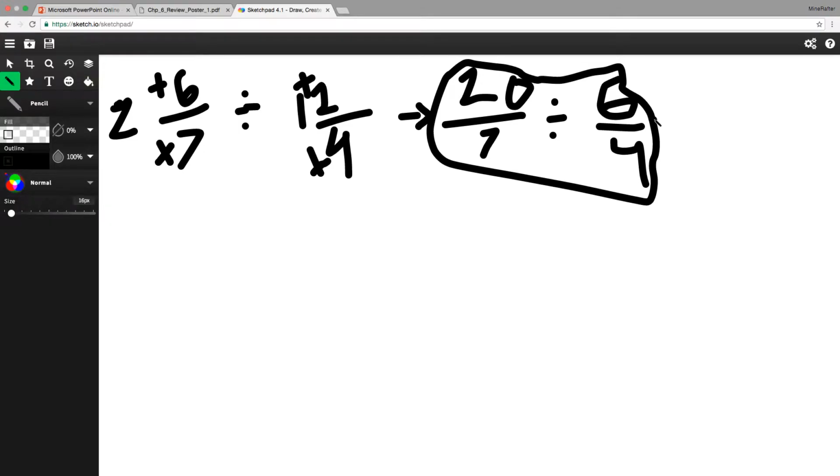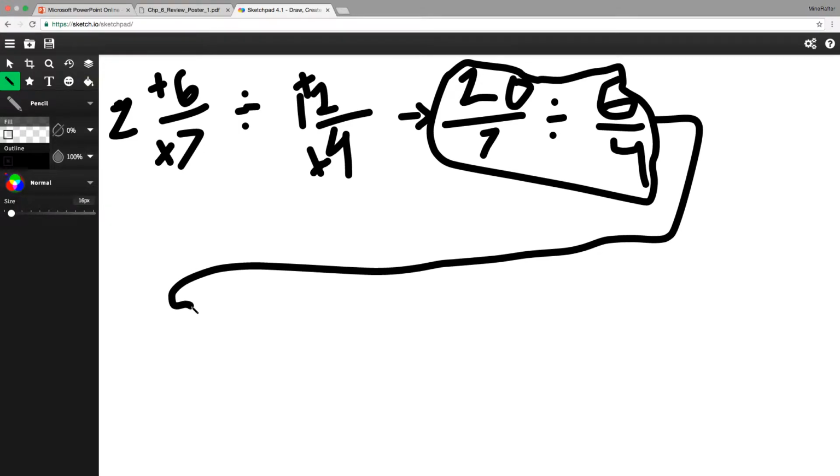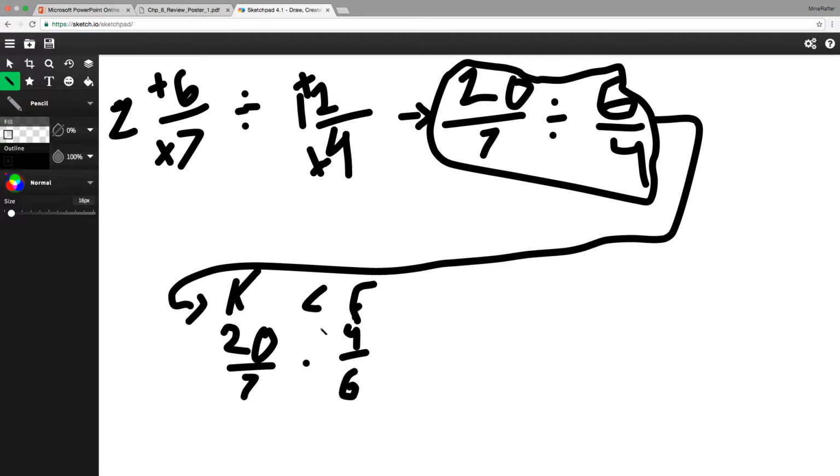So now we're gonna put the answer. We're gonna do KCF. The K, which is keep, will be 20 over 7. The C, which is change, will be the division symbol right here. We're gonna change it into a multiplication symbol. And then F, which is flip. 6 over 4, we're going to flip that to 4 over 6. And a good way to remember this KCF is to just remember it as KFC.